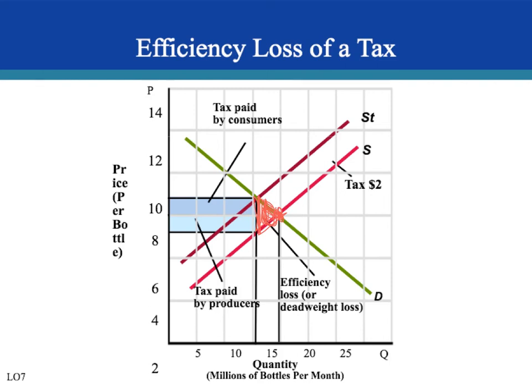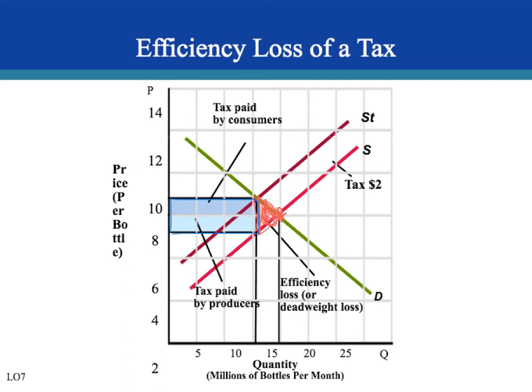And then this darker blue is the tax that goes to the government that is paid by the consumers. This lighter blue is the tax that goes to the government that's paid by the producers. The whole blue box itself, okay, that's just government revenue.